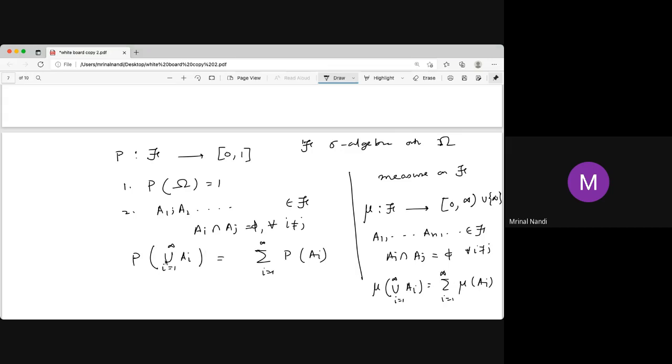And for the probability case, it is easier than the general measure, because in probability all terms are finite, all are greater than or equal to 0, and this sum is less than or equal to 1, so it is bounded. If the whole set has finite measure, this is called a finite measure. A probability measure is a finite measure, and the whole probability is 1.